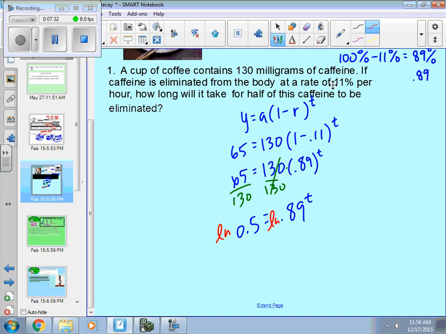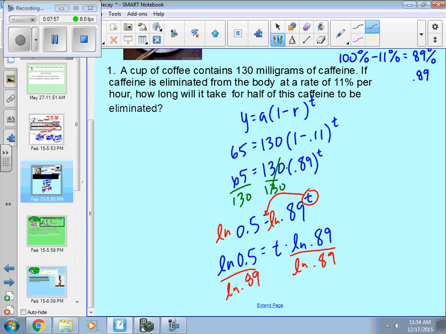So we're going to log both sides. What that allows us to do is take our exponent that we don't know, use those log properties, and move it down. So now we've got natural log of 0.5 equals the time multiplied by this log. Now we can solve and get t by itself by dividing. So if we divide these two logs out, we will get our answer here.